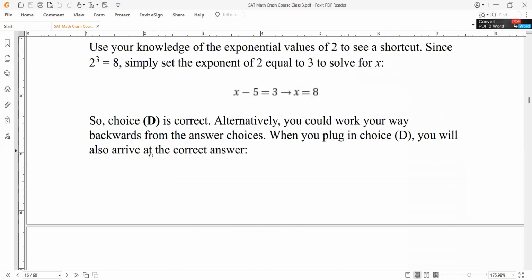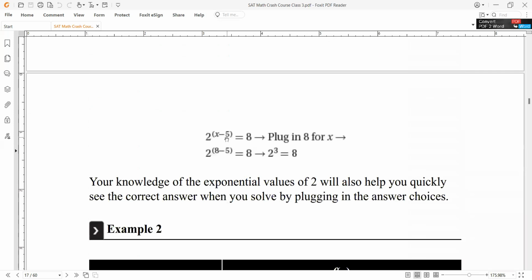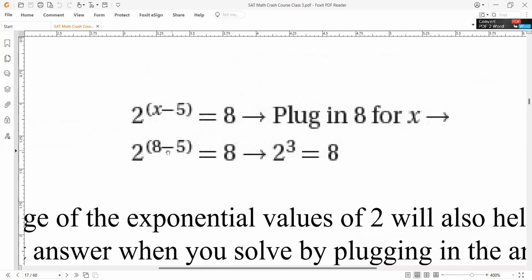Okay, so then both bases are becoming the same. This is 2 and this is also 2.